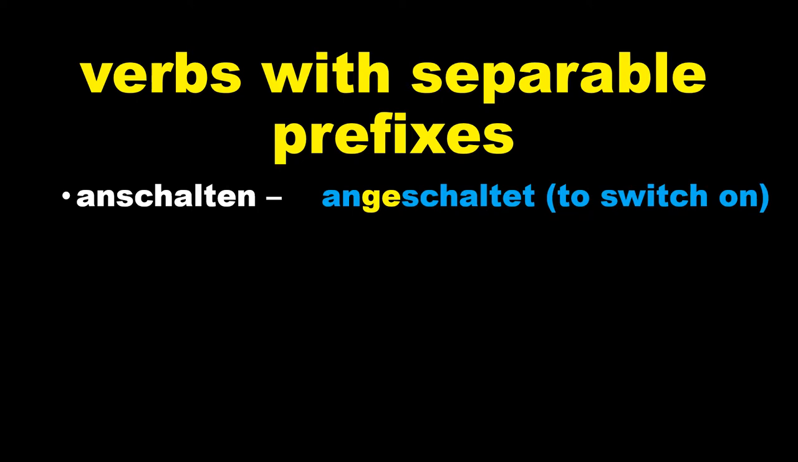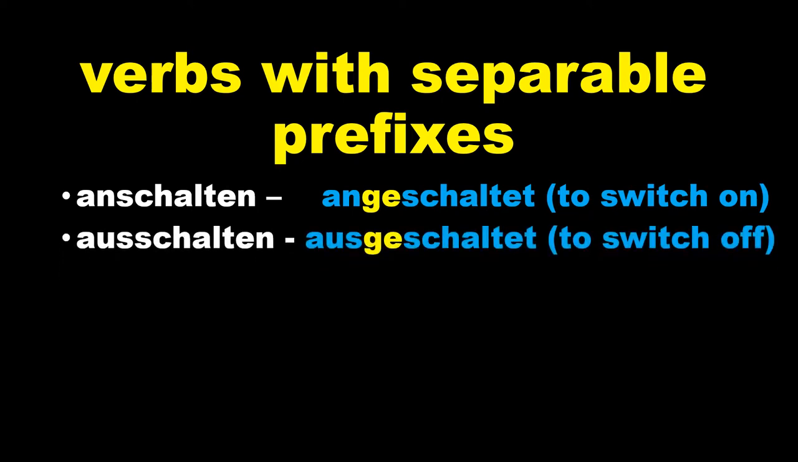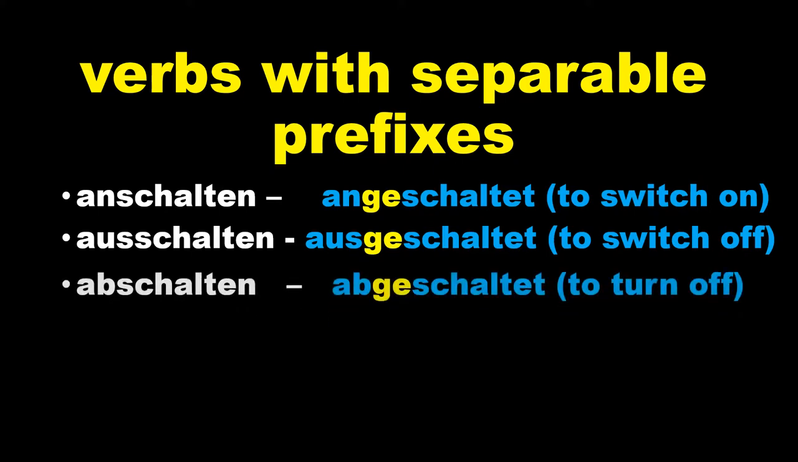To switch on. Now, let's take one more example. Ausschalten. Anschalten, ausschalten. Here the prefix is aus, so the participle two form will be ausgeschaltet. Ausgeschaltet: ET at the end, GE after the prefix. That is how we make the participle two form. It means to switch off. Anschalten, ausschalten are just the opposite. Anschalten, angeschaltet, ausschalten, ausgeschaltet.